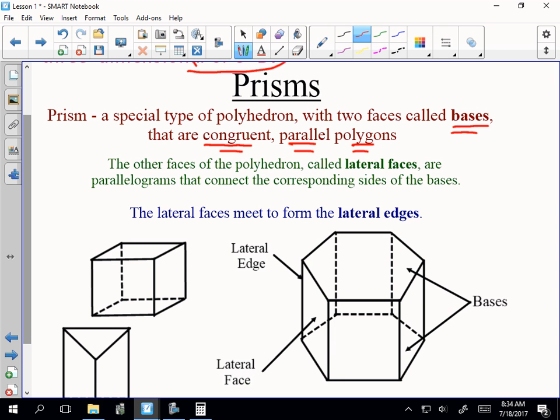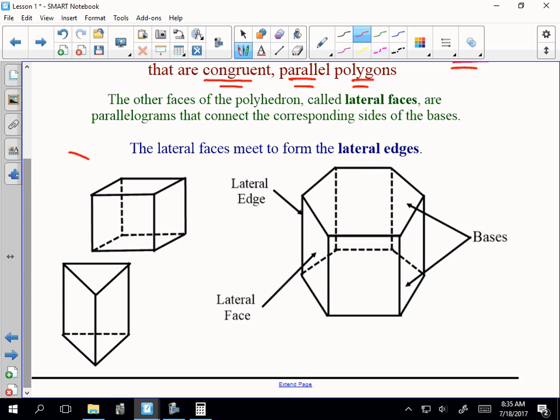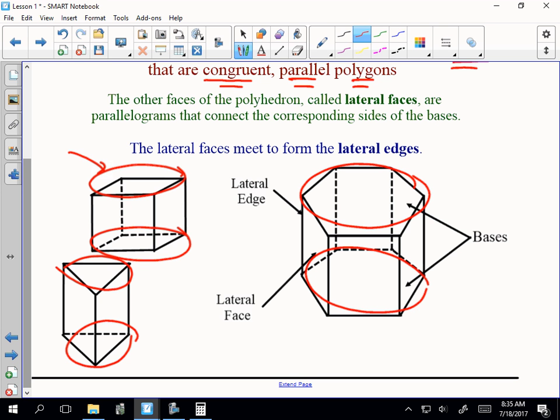When we're looking at a shape, we always want to identify where the bases are. It might not be what the shape is sitting on, but we have to look for those two congruent parallel polygons. In this shape, our two congruent parallel polygons look like squares, but we would probably want to say a rectangle in this case. In this case, we've got two triangles that are congruent parallel polygons. And in this shape, we've got two hexagons that are congruent parallel polygons.